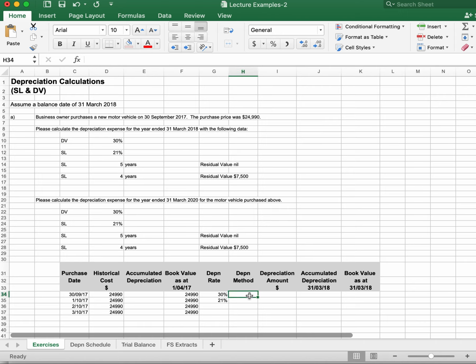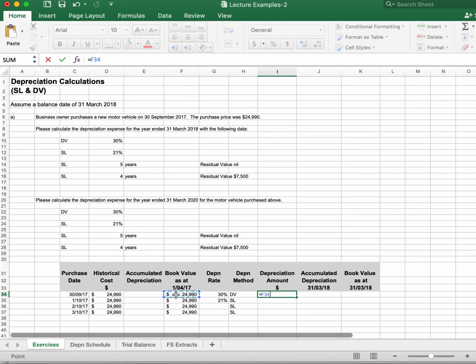Then it comes down to what is the method. This is diminishing value. This is straight line. These will be straight line as well. So these are all straight line methods. I'm going to change those to dollars just to help me. The depreciation amount is going to be the book value, because it's diminishing value. So it's the book value times the depreciation rate.